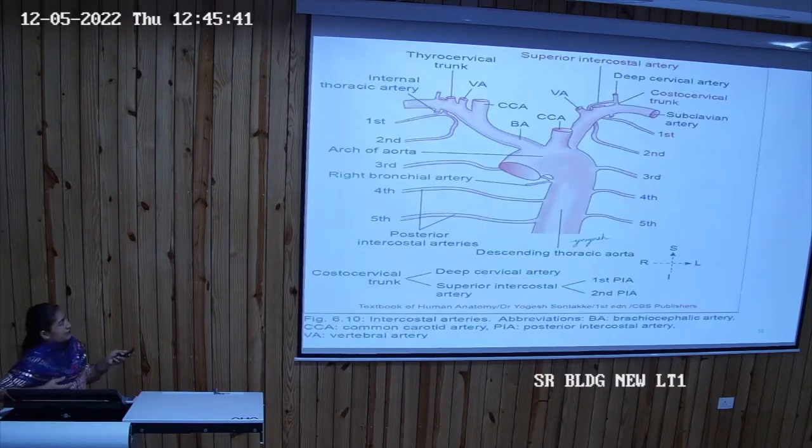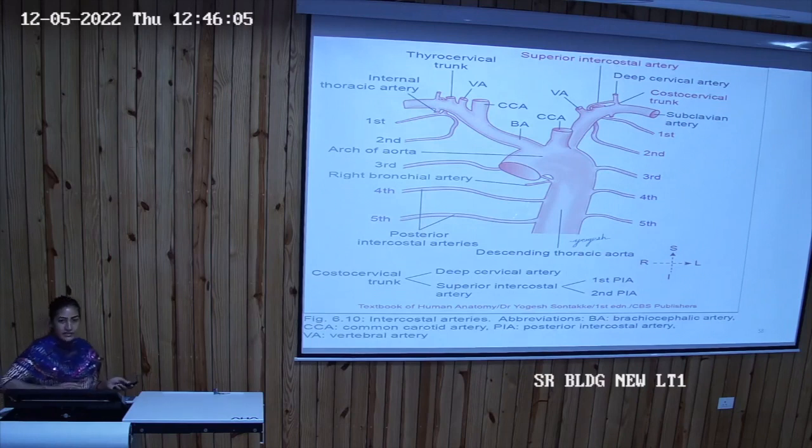Okay, we were here. So the superior intercostal artery. Here we can see this is the superior intercostal artery, which is giving the first and second posterior intercostal arteries. Lower down as you go, this is the descending thoracic aorta. One is the ascending aorta, the arch of aorta, and this is the descending aorta. So from the descending aorta you have all the arteries, the 3rd to 11th pair of the posterior intercostal arteries, arising from the descending thoracic aorta.